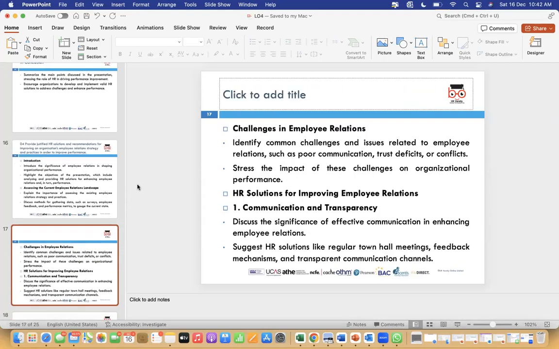Then there are different challenges that come up in ER. Again, we've gone through this. There can be different issues that can come up. Probably an associate doesn't trust the HR or the manager that well, because they feel that if they say something, that can be used against them. Then how different conflicts are managed has an impact on the organization's performance, and it would be a challenge. So it's important that you have proper communication and transparency.